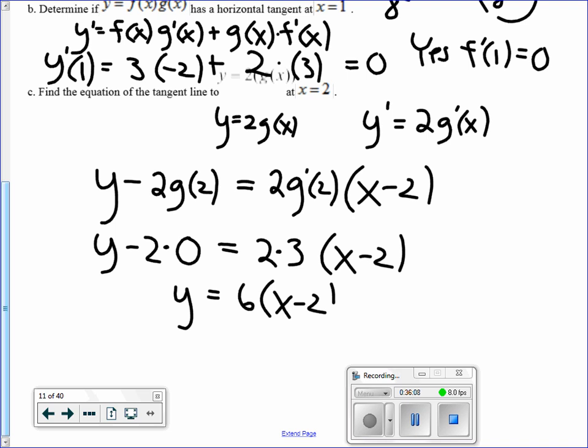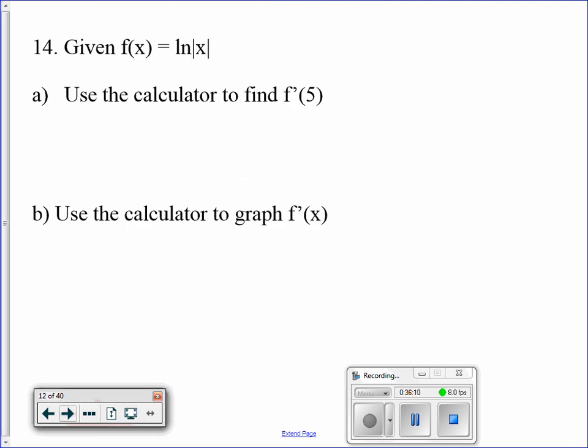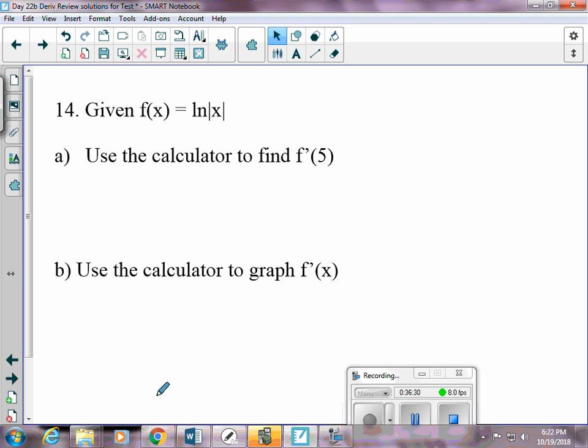Okay, now we're going to go to the calculator part. We got to know how to use the calculator. We don't want to be dependent upon it, but we're given the function. I gave you one on purpose that you do not have to find the derivative of, so you have to use the calculator. When you want to find the derivative of a function at a particular value, you're going to use math 8. Let me just go to my calculator.